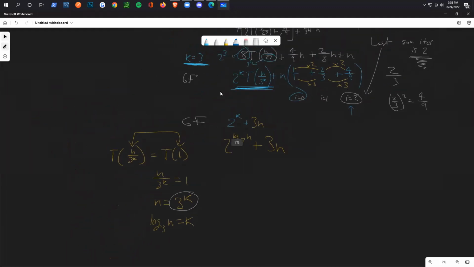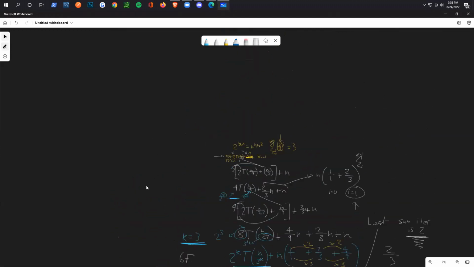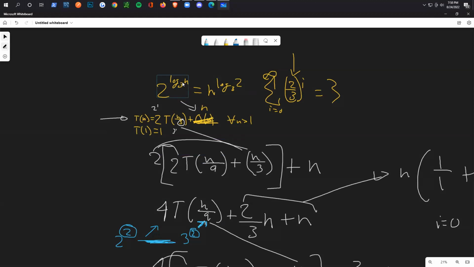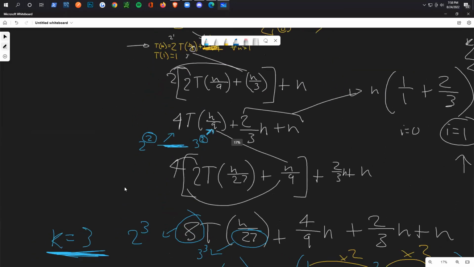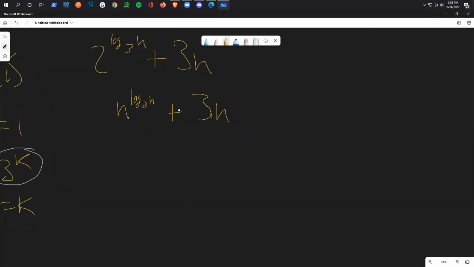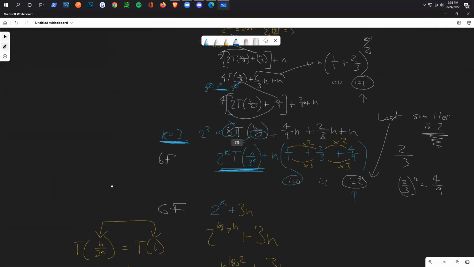And now let's go up. Remember, this appeared. They gave you this. So they said, hey, it might be useful. So we have 2 to the power of log base 3 of n. We have that. And we set it equal to n to the log base 3 of 2. So n to the log base 3 of 2 plus 3n. Okay. So this is what we're working. Oh wait, this was 2. Sorry. Let me just make sure of that real quick.